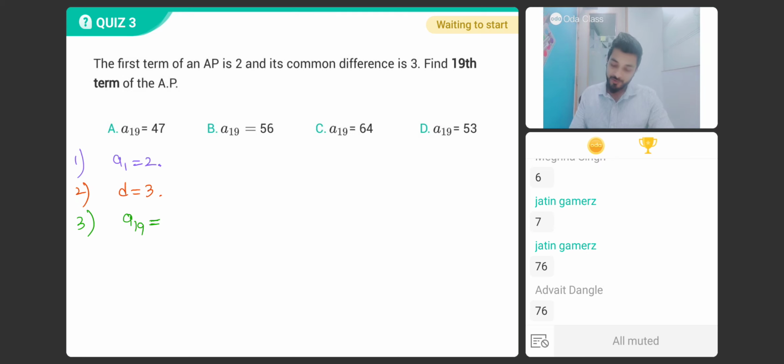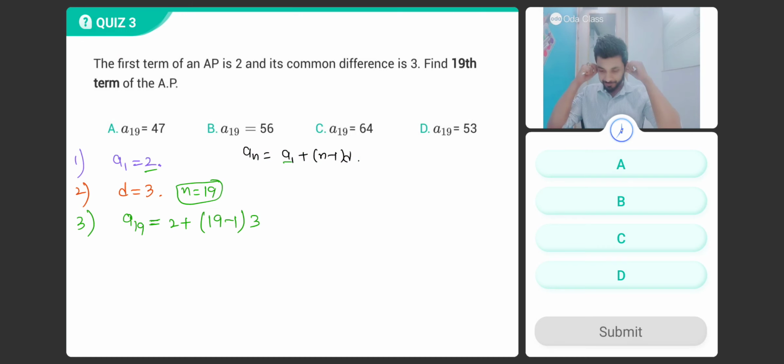So you know the AN formula. What is the AN formula? AN is your A1 plus N minus 1 times D, right? So you know everything. N value is your 19. So A1 value is 2, N value is 19, and D value is 3. Simple. So substitute these values: A1 is 2, 2 plus 19 minus 1 times D, which is 3. Just calculate this and mark the correct answer.